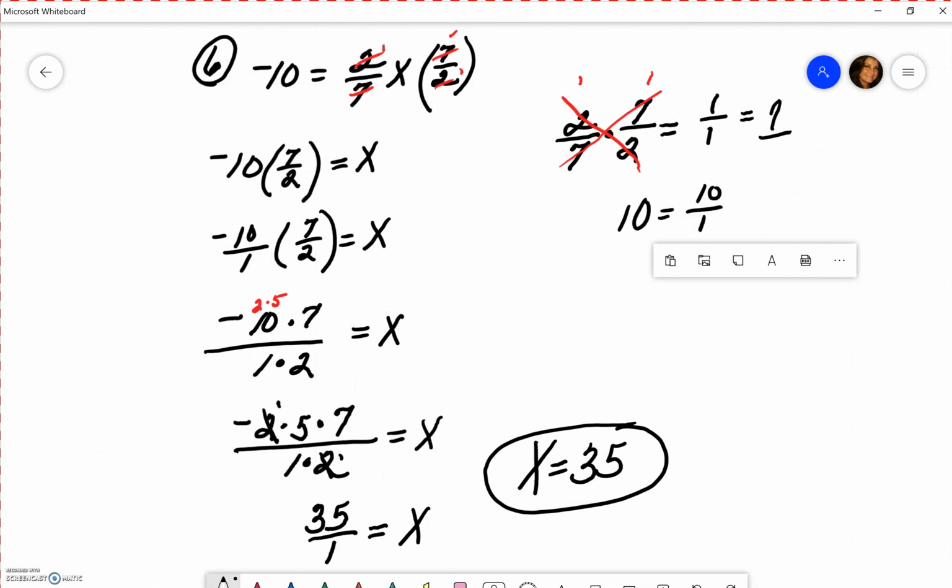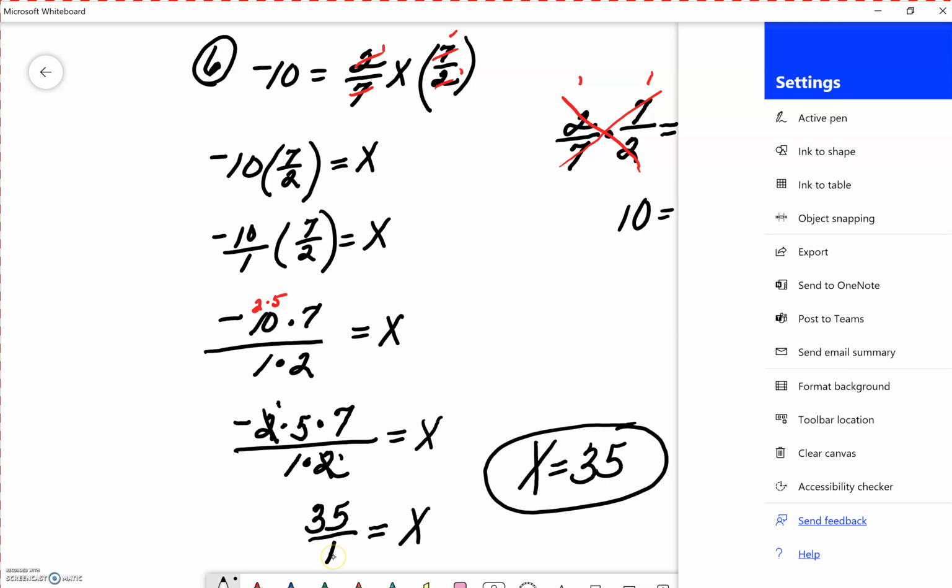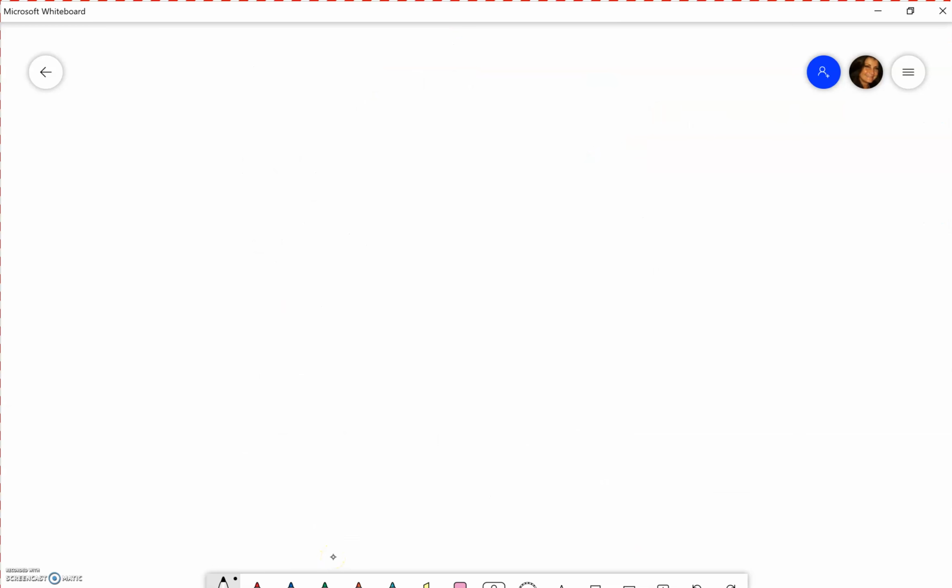All right, so see if I can squeeze one more problem in on this video, and then we'll move over to part 2. So we have number 7, and this is -4m equals -8/11. So you can see the 4 attached to the m.